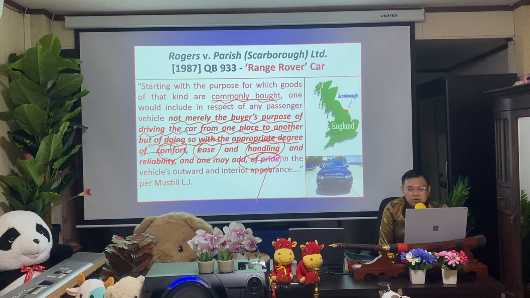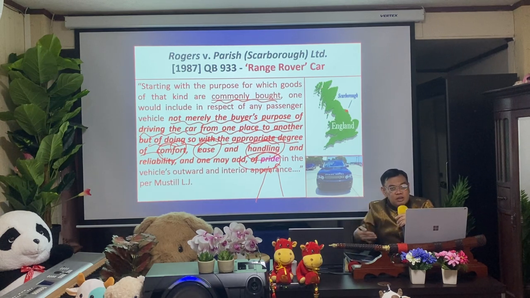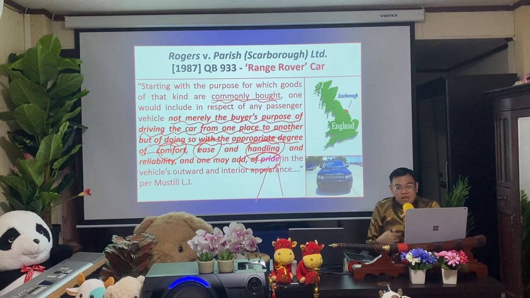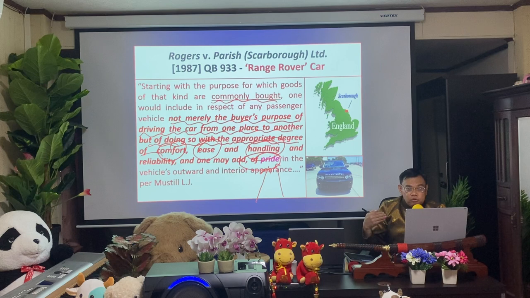So what the court means is that when the buyer buys this car, the buyer does not want to use it for driving from place to place only. The buyer wants to use this car with great pride, so you will have to derive this great pride from using this car. Even if the car can be driven from place to place, if it has minor problems, even if the problems do not seem so serious, but those minor problems result in the car not being driven with great pride, then that car could not be said to be of merchantable quality. So you can see that when the court looks at merchantable quality, the court looks at the expectations of the buyer. The court will have to take everything into consideration.